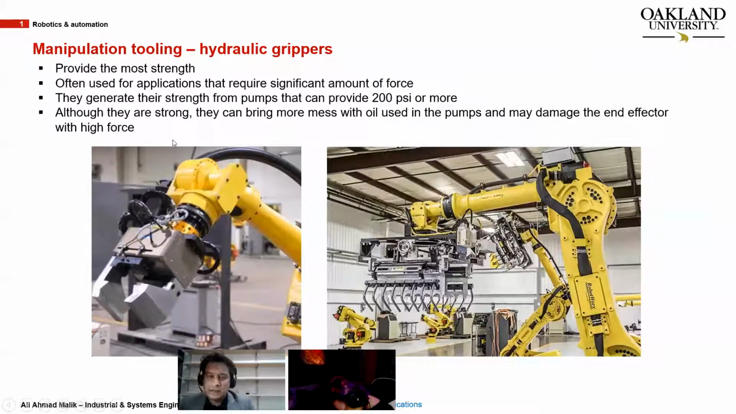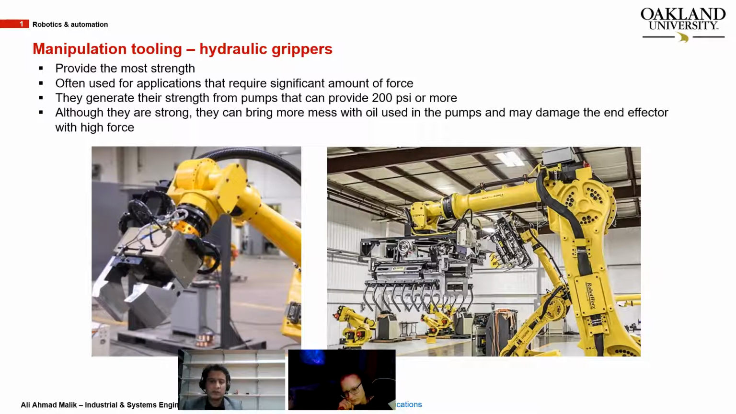And then there are these hydraulic grippers. They provide the most strength, or the most gripping force, to pick heavy components. They are mostly used for large robots and not really suitable for small robots. To pick large, heavy components, these hydraulic grippers are used.